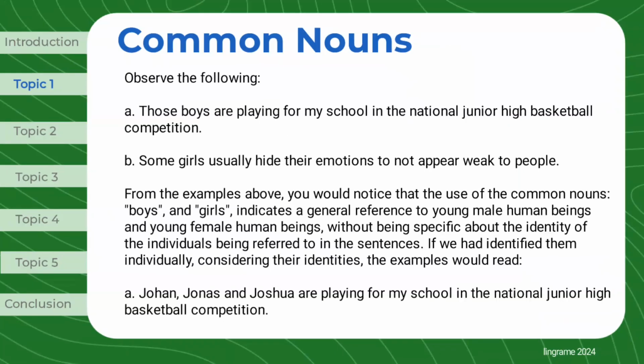Observe the following: Those boys are playing for my school in the National Junior High basketball competition. Some girls usually hide their emotions to not appear weak to people. From the examples above, you would notice that the use of the common nouns, boys and girls, indicates a general reference to young male human beings and young female human beings, without being specific about the identity of the individuals being referred to in the sentences.